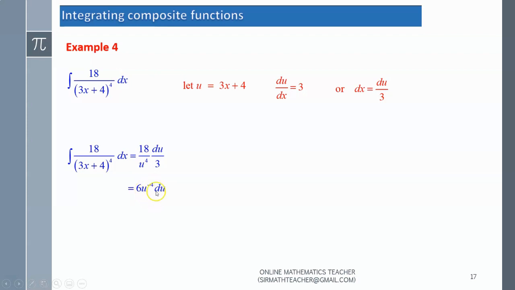We now integrate with respect to u. Adding 1 to our index and dividing by that same number, negative 3. We end up with negative 2 over (3x plus 4) to the 3. So we're replacing u with what we called u, which is 3x plus 4. Rewriting with positive indices, that is the integral of this situation.